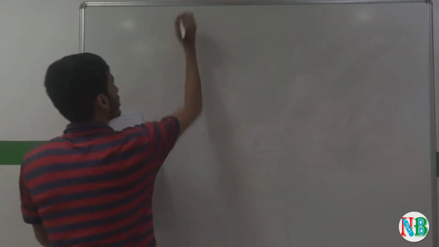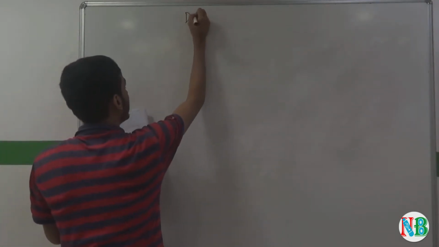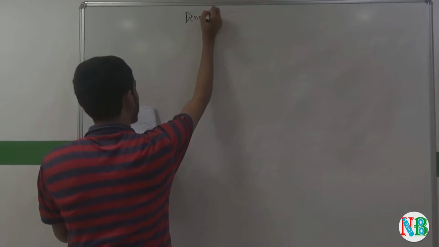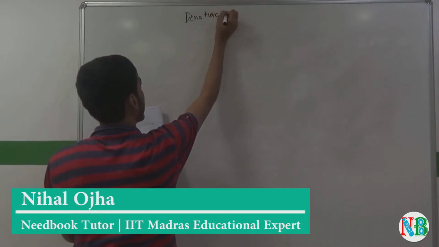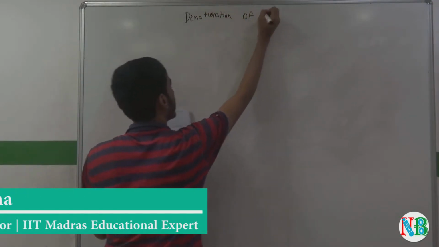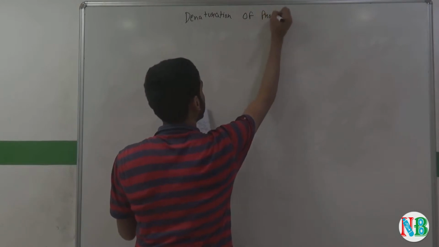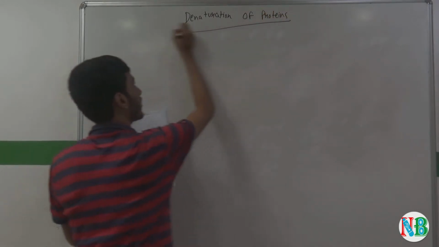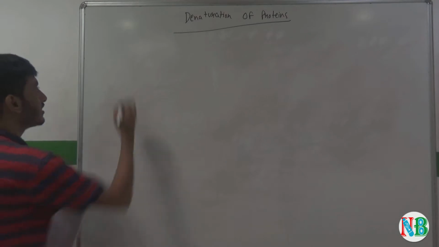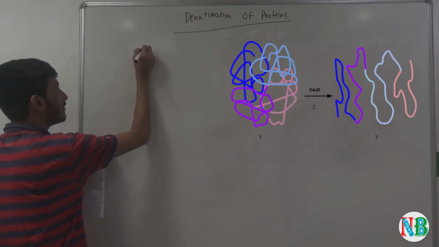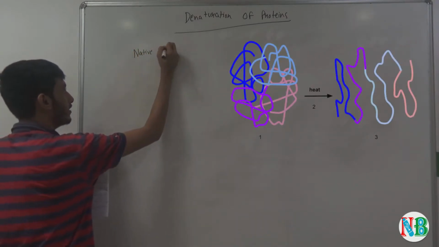There is a process known as denaturation of proteins. There is a term called a native protein.